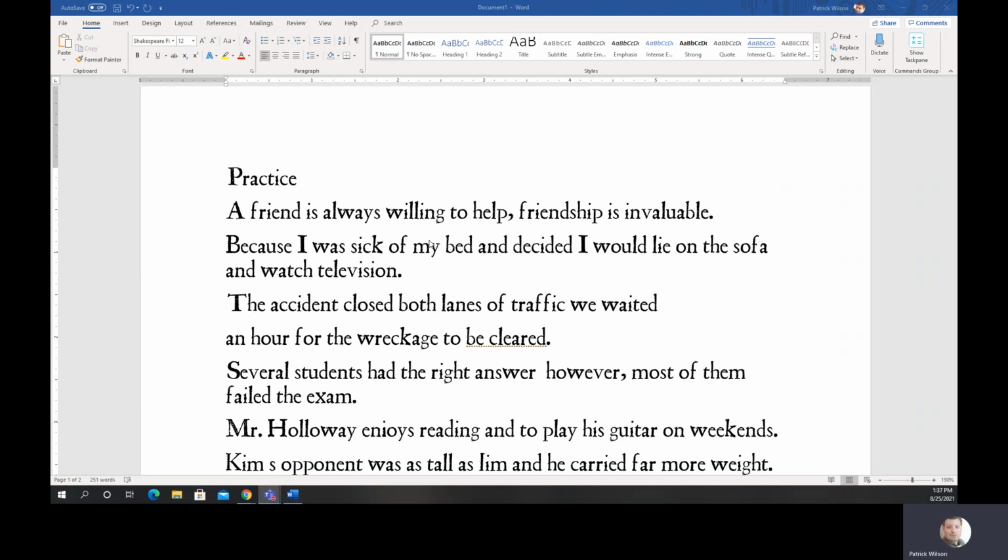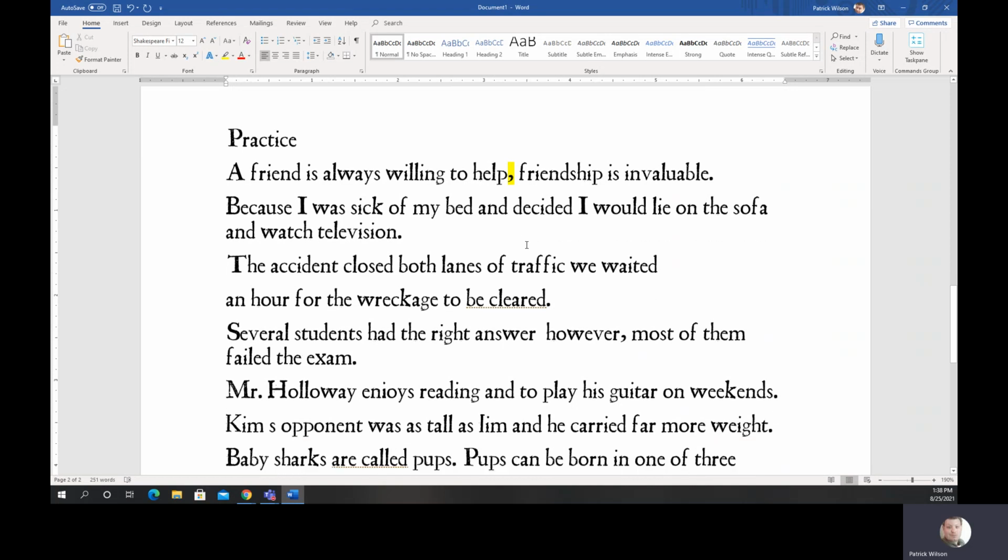If we look at our first one, it says, "A friend is always willing to help, comma, friendship is invaluable." Well, this is a classic example of a comma splice. Why? Because if you look here, we have a comma in between two independent clauses. And a lot of times independent clauses means two complete sentences, or a complete sentence if it's just one independent clause. So there's a couple ways that you can fix a comma splice.